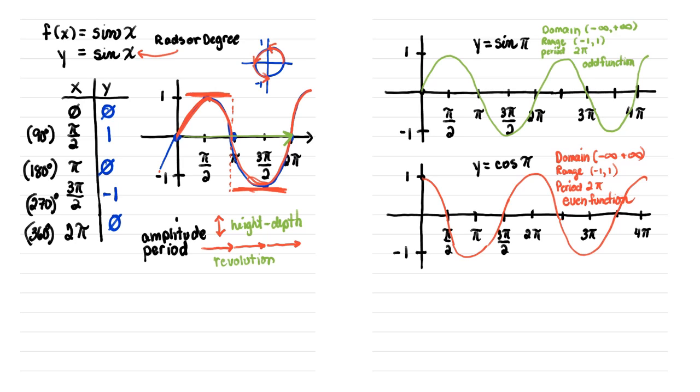The amplitude is the height and the depth, and the period is how many revolutions around. Here are two examples of sine and cosine. Note that sine starts at the origin, while cosine is actually starting at a y value of 1.